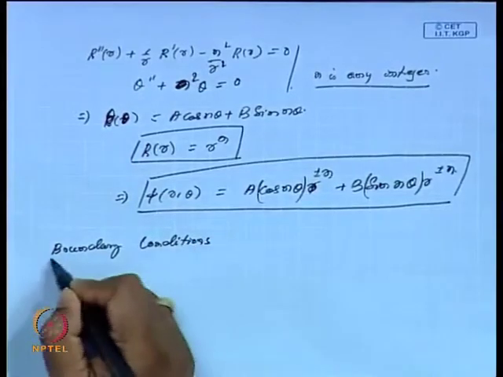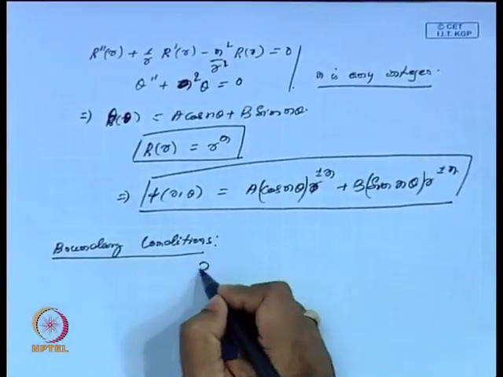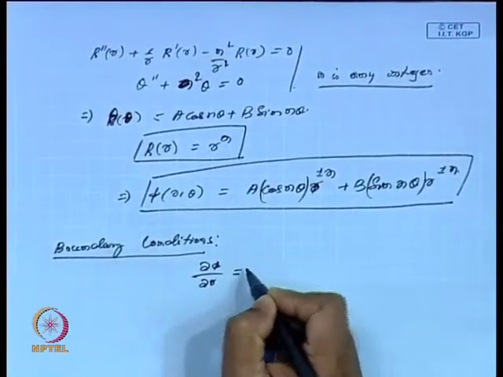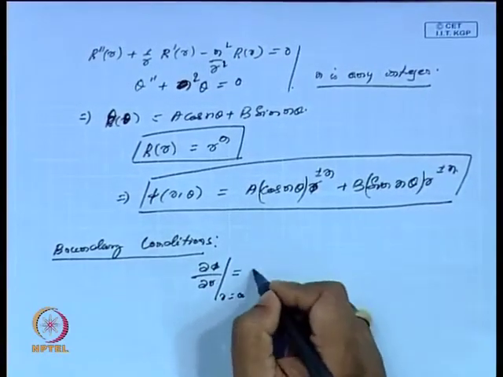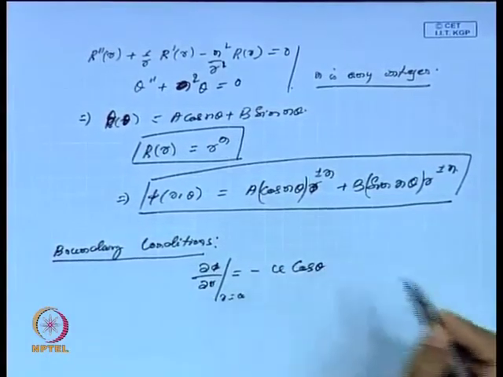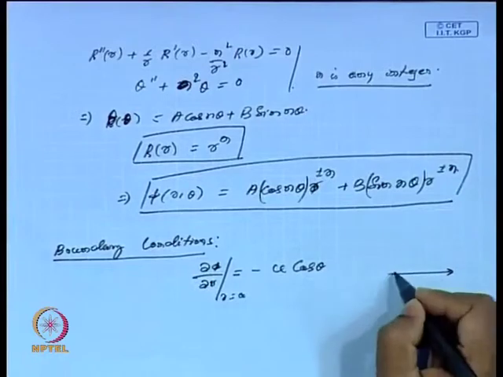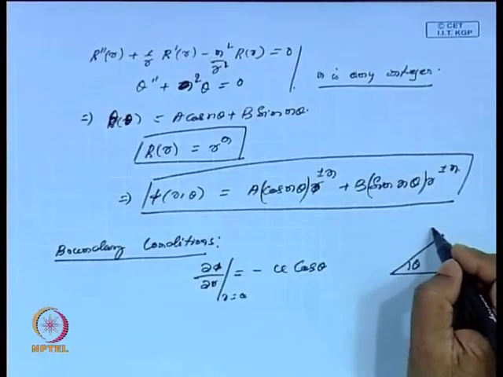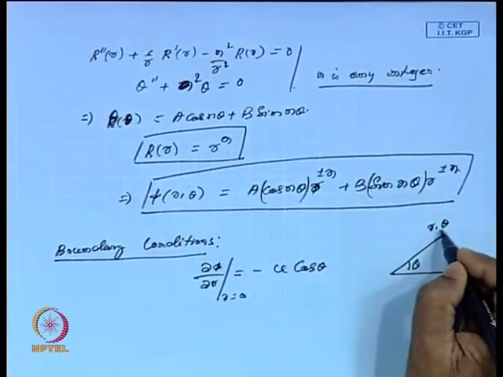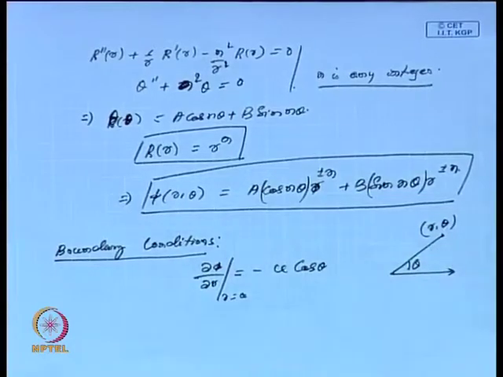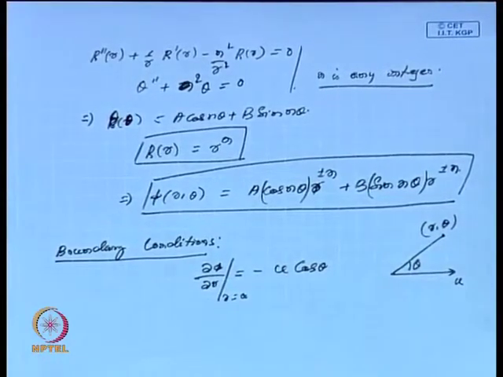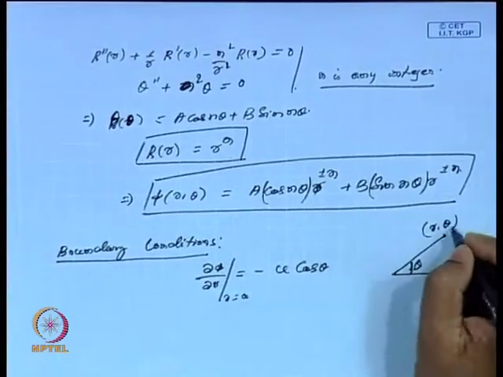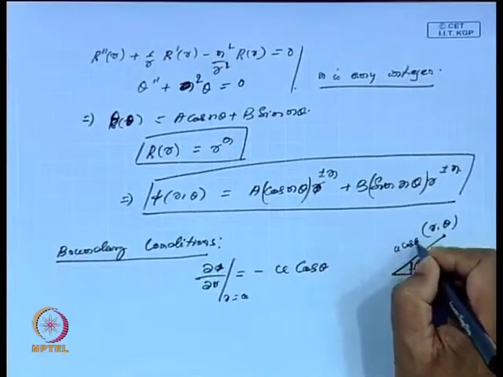If I have a cylinder moving with speed u in the x direction, then I will have del phi by del r at r is equal to a, it will be minus u cos theta. If this is any point on the surface of the cylinder (r, theta), and theta is the angle, this is the u component, then del phi by del r at r is equal to a is minus u cos theta, so the speed will be u cos theta at this point.